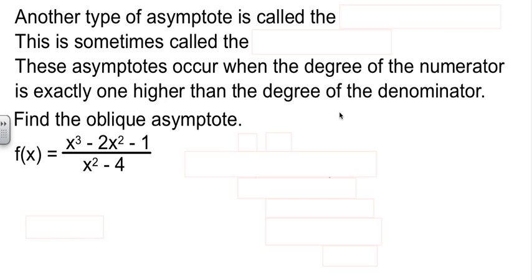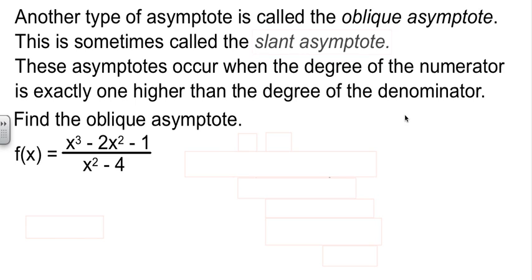There are other kinds of asymptotes besides the vertical and horizontal. One is called an oblique asymptote. You'll probably hear me call it a slant asymptote. That's the term I was taught. But these happen when you don't get a horizontal. Remember, if the degree on the numerator was higher, you don't get horizontal. Well, when the degree is exactly 1 higher, then you will get an oblique.